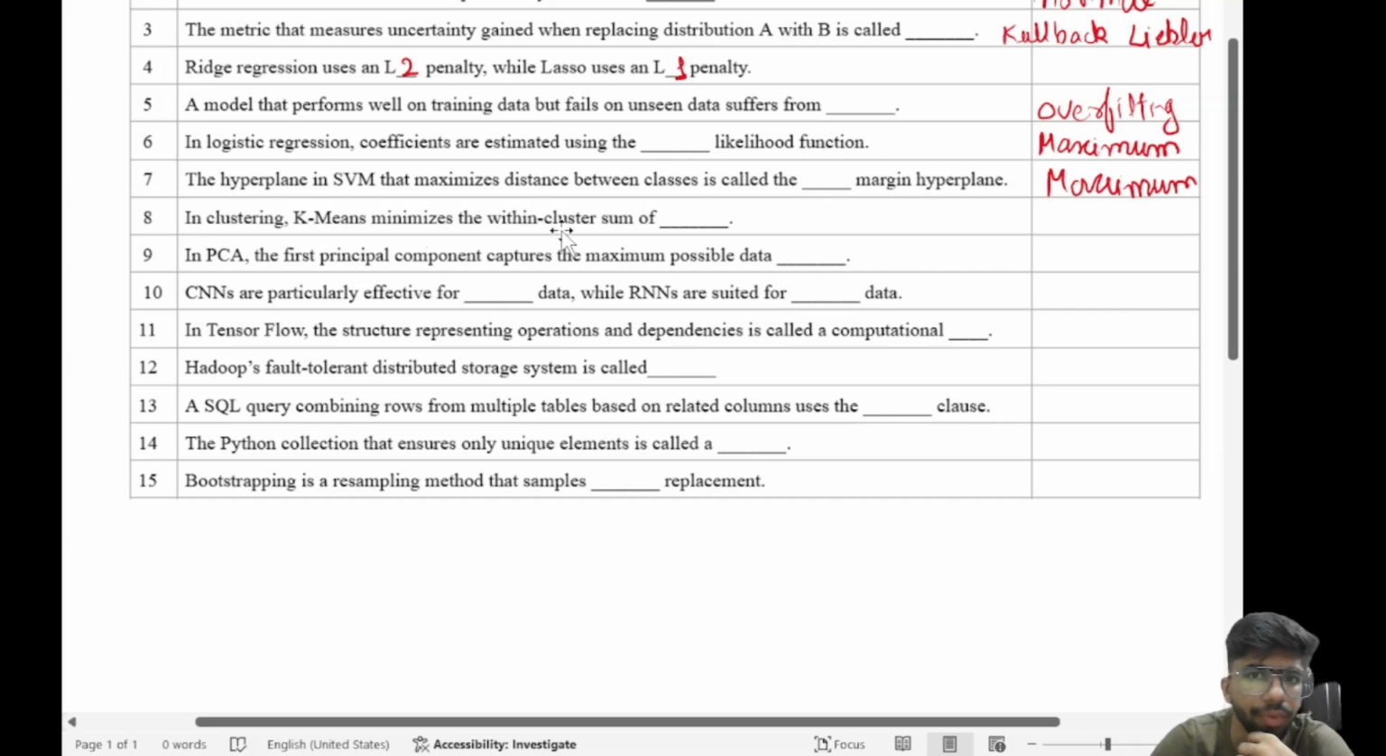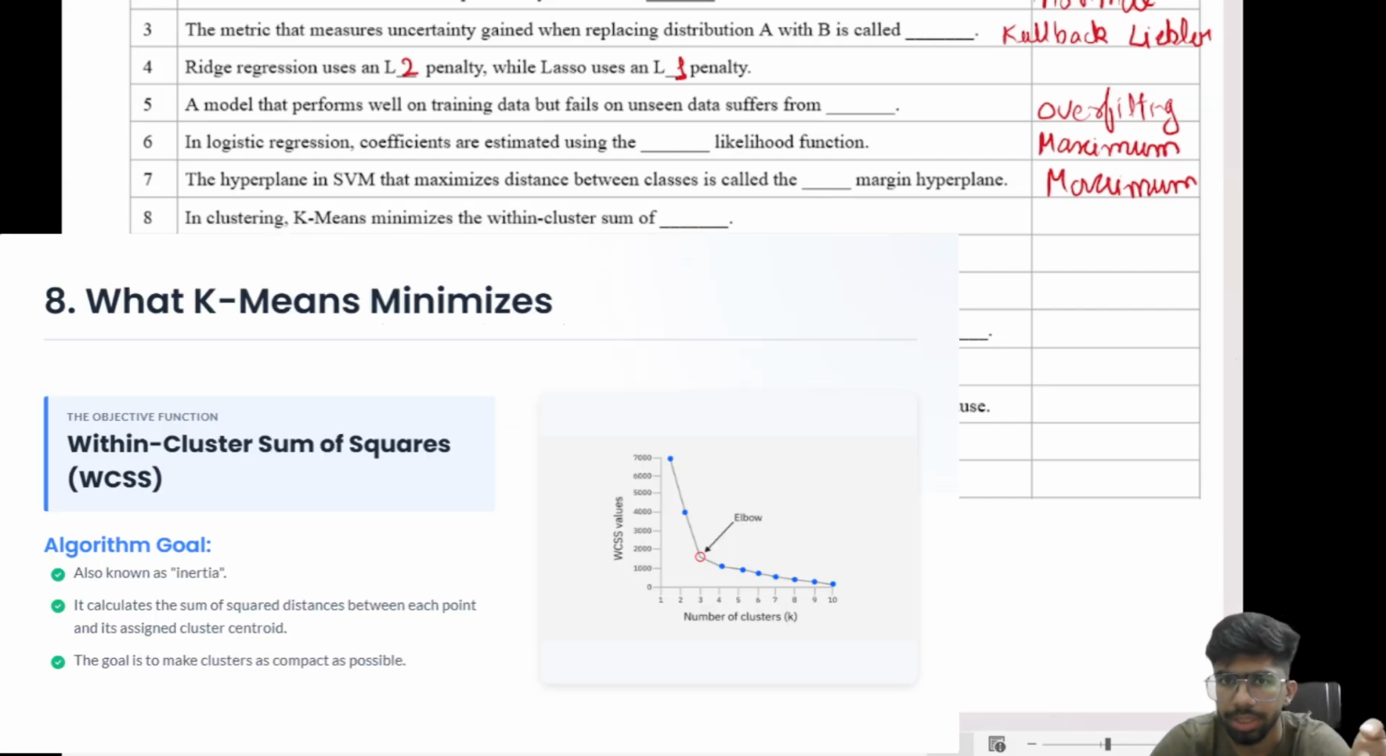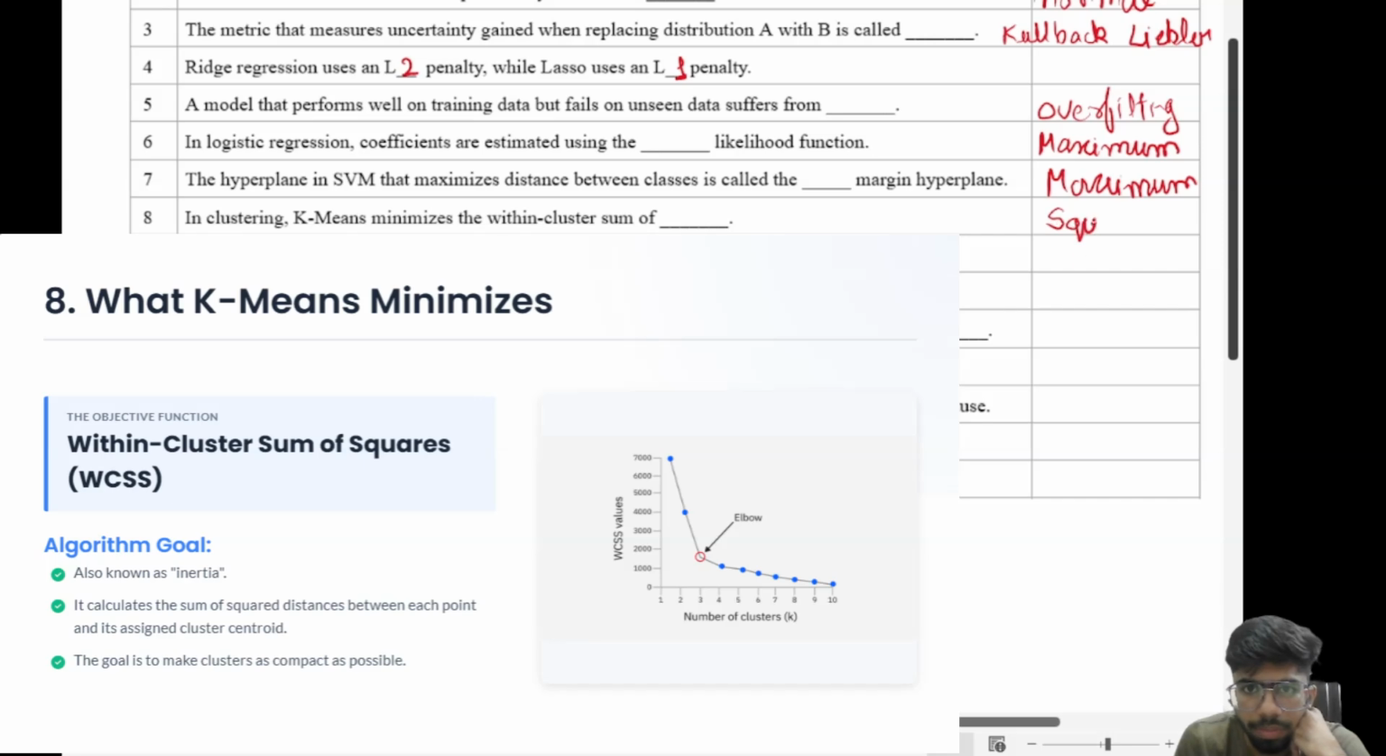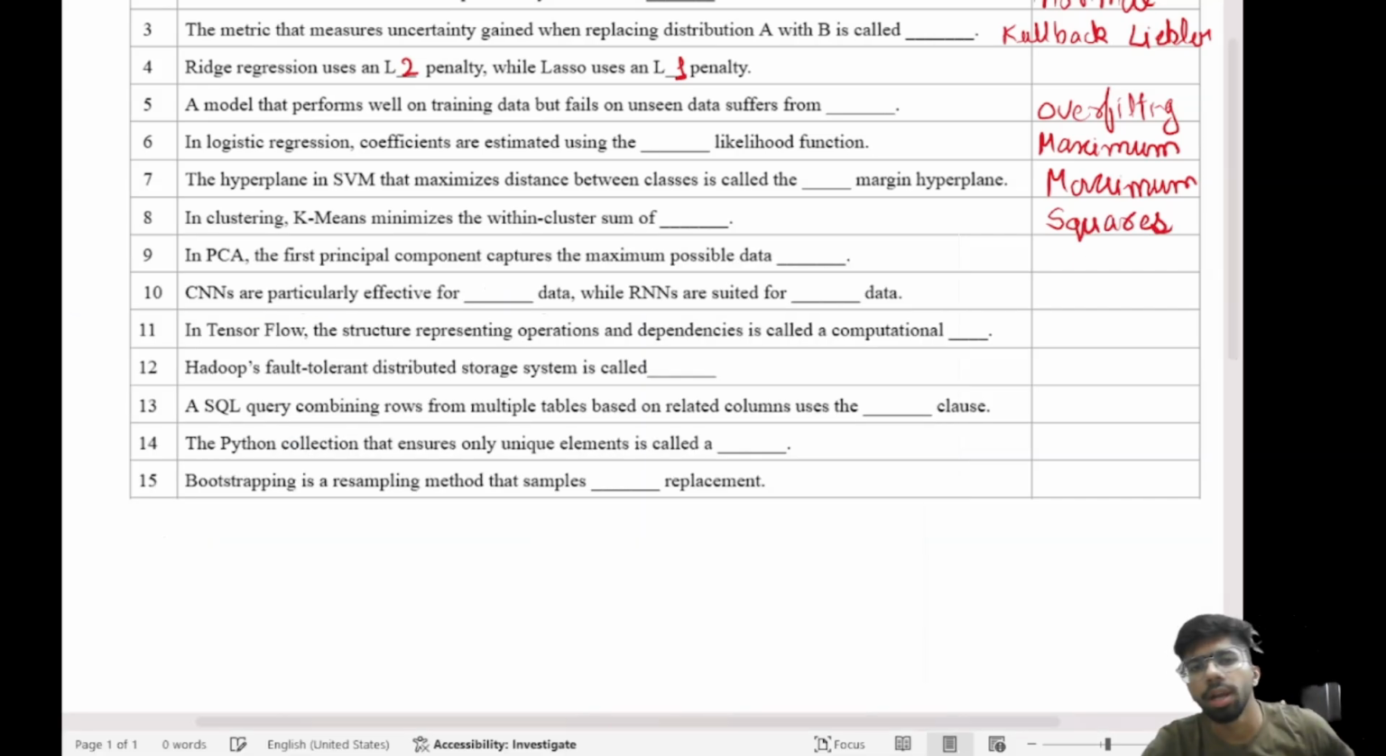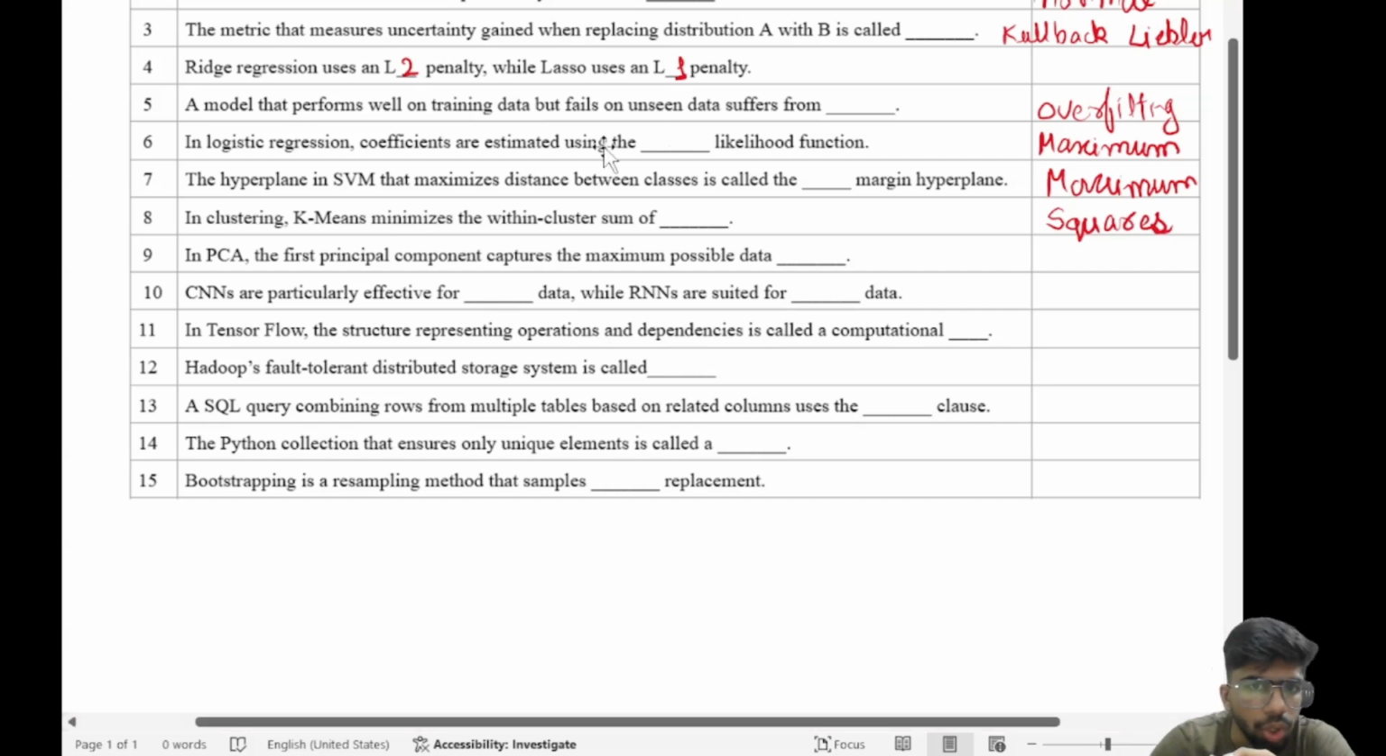In clustering, K-means minimizes the within-cluster sum of squares. K-means clustering groups data by minimizing the within-cluster sum of squares. In simple terms, for each cluster it calculates how far the points are from the cluster center, squares their distance, and adds it. The algorithm then adjusts the cluster centers to minimize this total. This helps create tight, compact clusters. So let's move on to the next question.